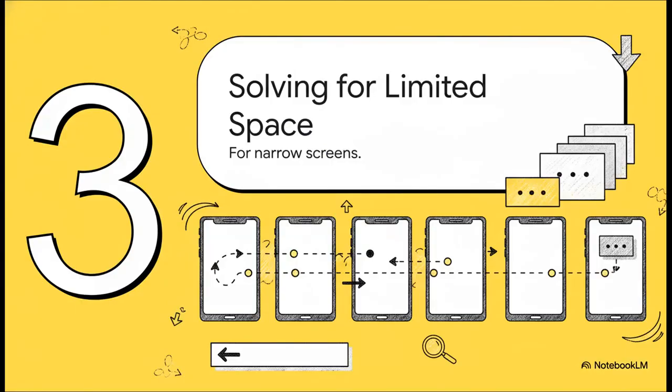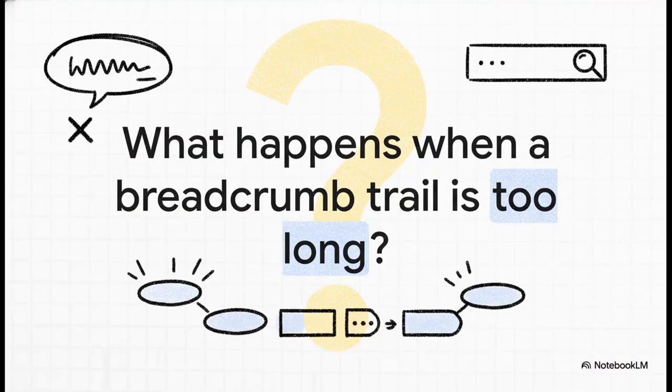All right, let's tackle one of the biggest headaches in mobile design, horizontal space. There's just never enough of it. So what happens when our little breadcrumb trail gets a bit too long for its own good? This is a classic problem, right? Does it just wrap around and look awful? Does it cut off the text with those ugly dots? Well, this component has a much, much smarter answer.